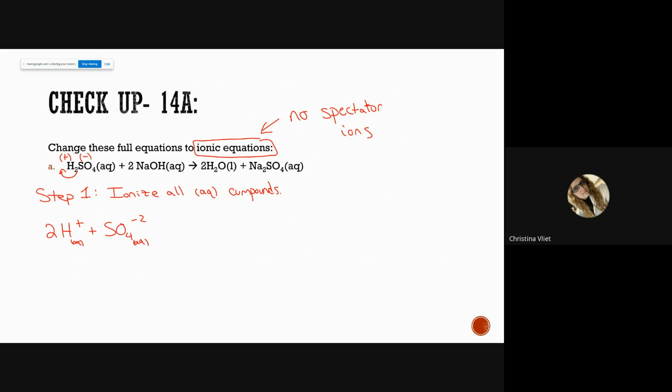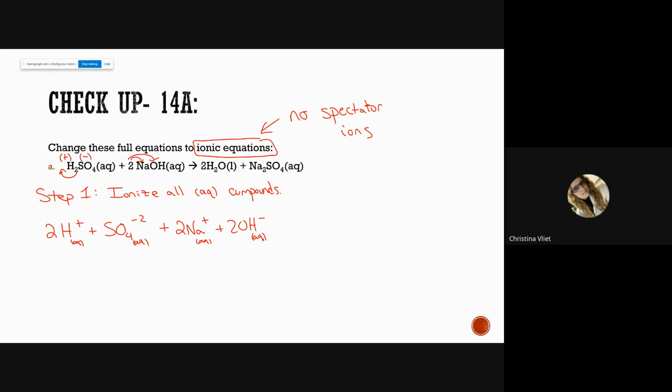Does NaOH get ionized? It's AQ. Does it break apart in water? Anything that's AQ breaks apart in water. So for NaOH, let's do it again, 2Na plus 2OH minus. Does it make sense that I distributed the 2? Does this make sense? The other reactant that I ionized.